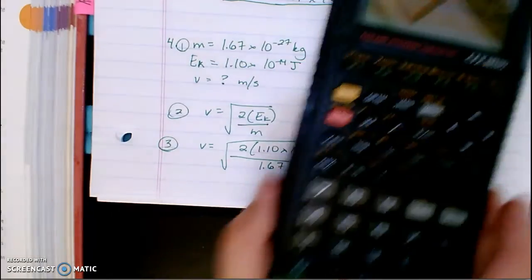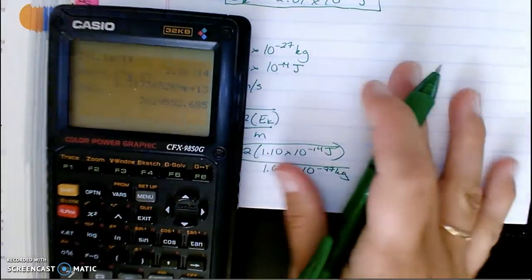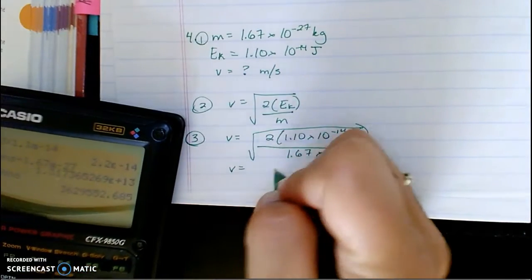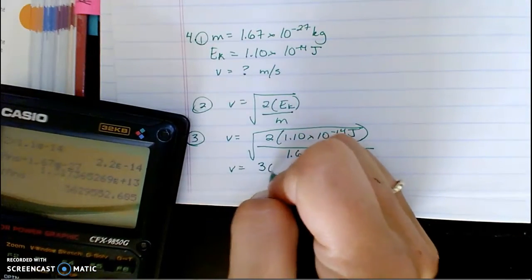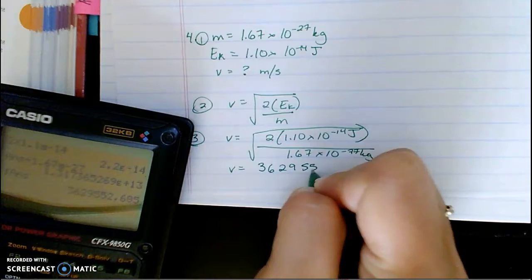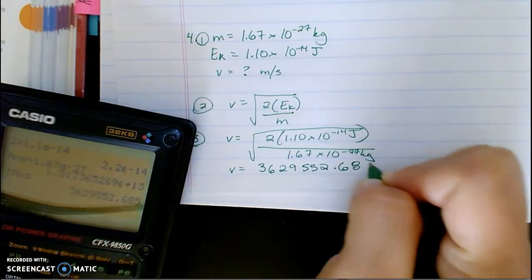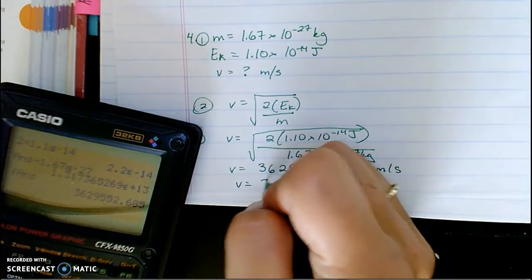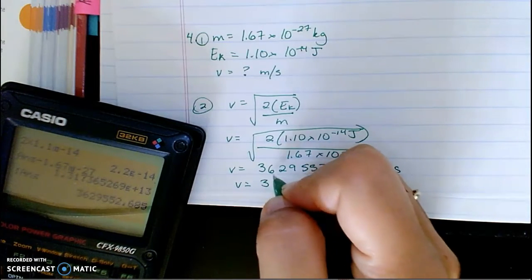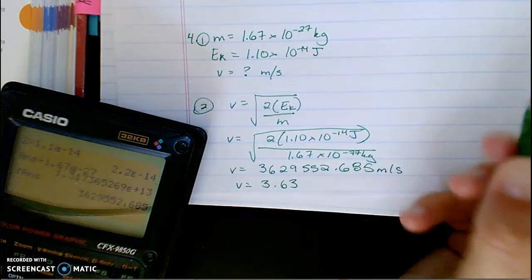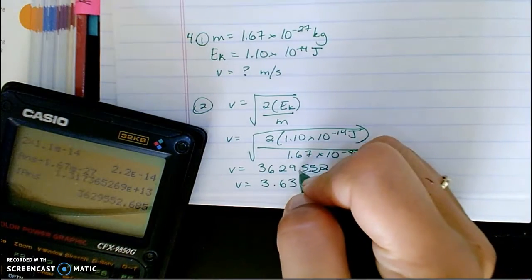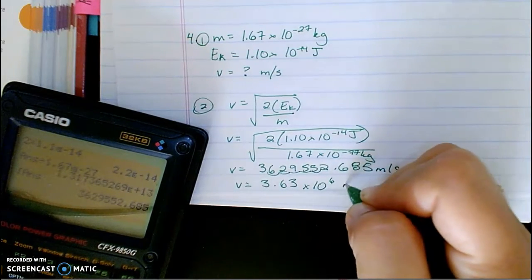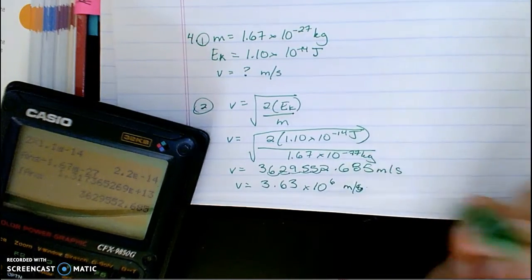All right, so let's put our full response here so we can round things properly. 3629552.685 meters per second. Okay, so let's round that and put our significant digits. 3.63, like they said. 1, 2, 3, 4, 5, 6. And 10 to the 6 meters per second.